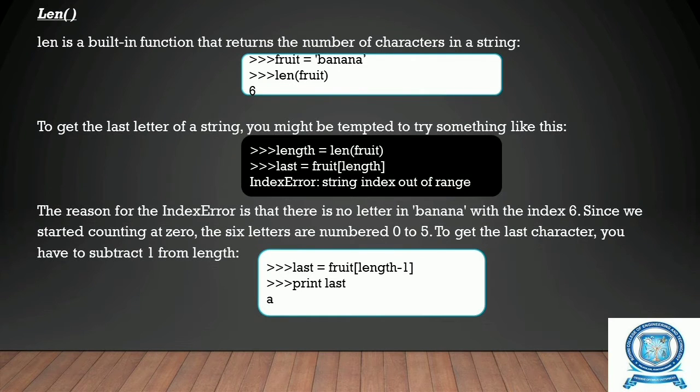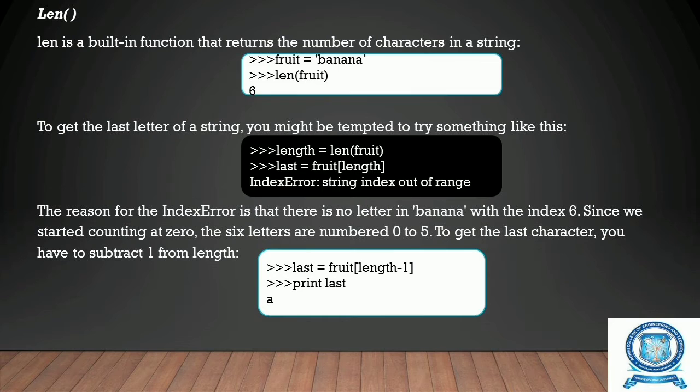Now consider len. The len with brackets is a function. len is a built-in function that returns the number of characters in a string. Consider this example: fruit is equal to banana, enclosed in double quotes, so that is a string stored in fruit. Len of fruit means we are asking to find the length of the string stored in fruit, which is banana. Counting the individual characters B-A-N-A-N-A, we have 6 characters, so the length is displayed as 6.